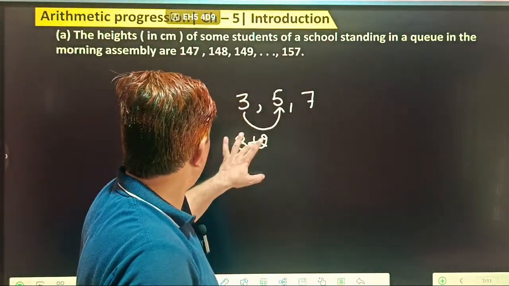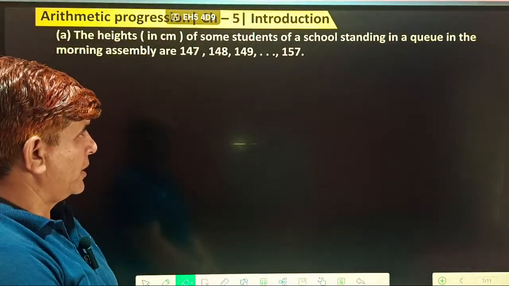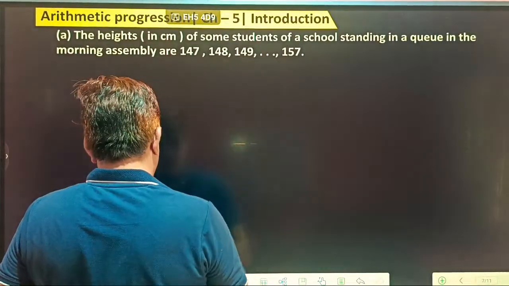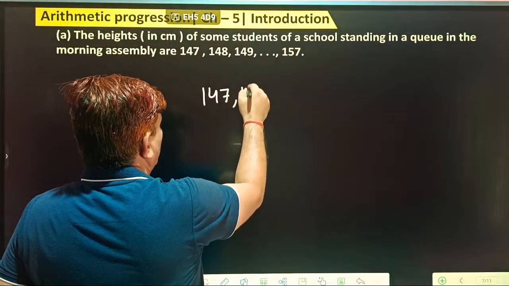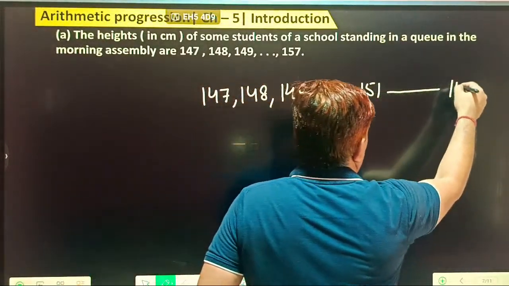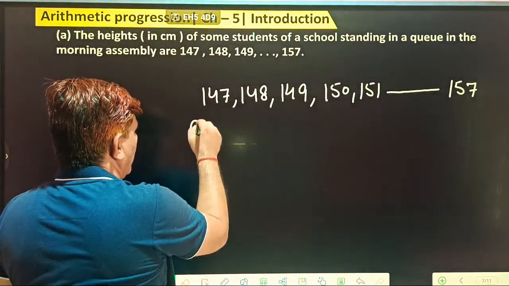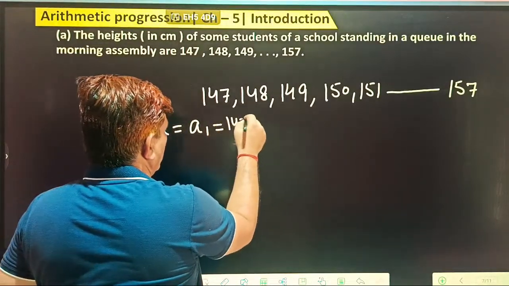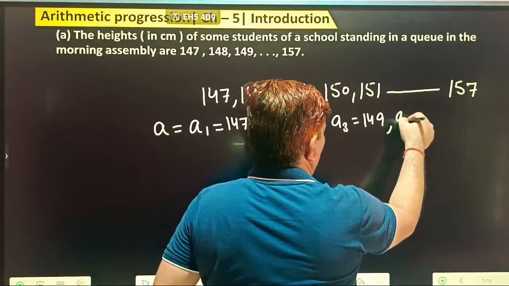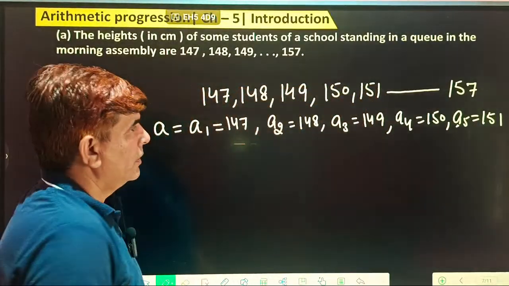So here, what's given? The heights of some students of a school standing in a queue, in a row, in a line, in the morning assembly. The first student is 147, then 148, then 149, then 150, then 151, and in this way the last one is 157. We have to tell whether it is in AP or not. So we can check. A1 is 147, A2 148, A3 149, A4 150, A5 151. The remaining we can put like this.